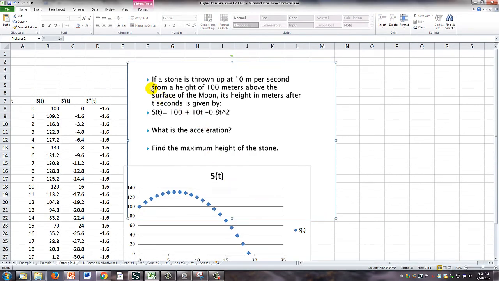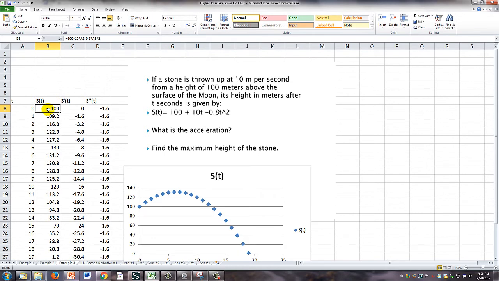Okay, so this example says if a stone is thrown up at 10 meters per second from a height of 100 meters above the surface of the moon, its height in meters after t seconds is given by this function. What is the acceleration? So that means we're going to need the second derivative. And then, what is the maximum height of the stone?